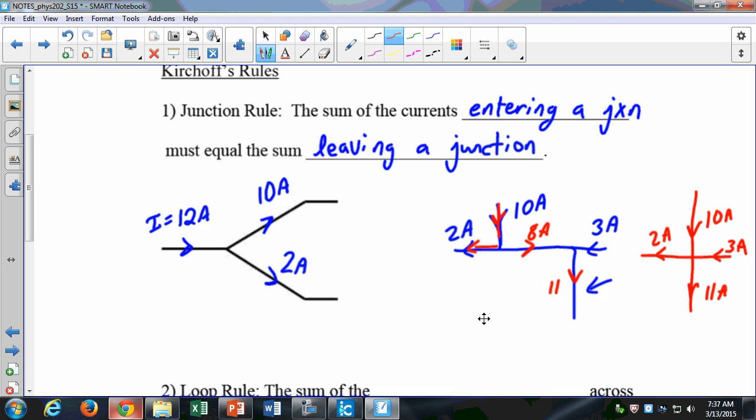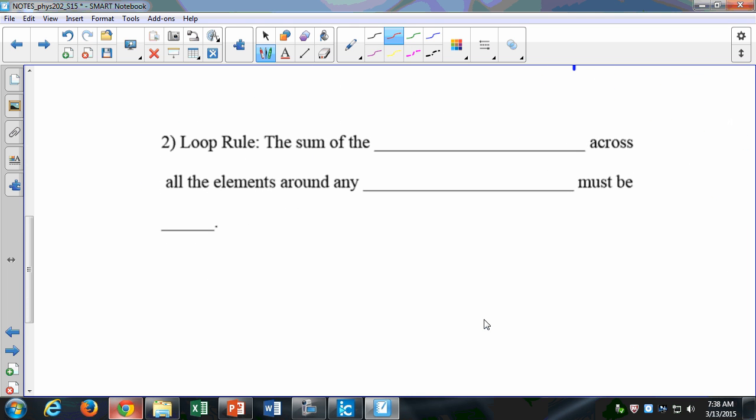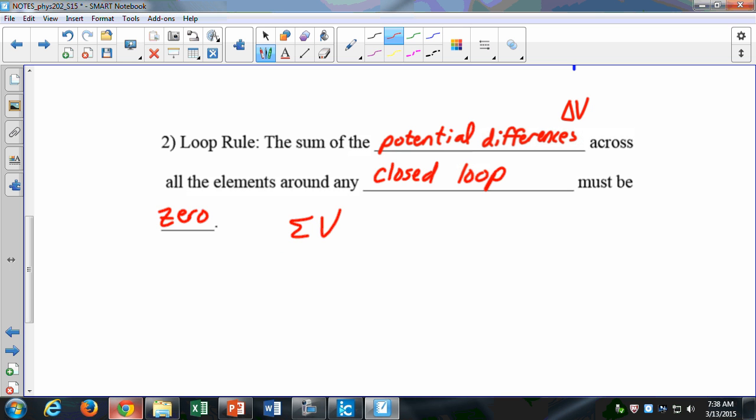All right, and then we'll also need to use the junction rule when we're dealing with multi-loop circuits. All right, the second rule is called the loop rule, which we've already seen. It just says that the sum of the potential differences, that's delta V. Yes, sir. The sum of the changes in potential across all the elements around any closed loop must be 0. Just the sum of the potentials across a loop equals 0.